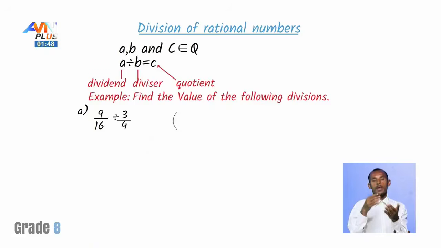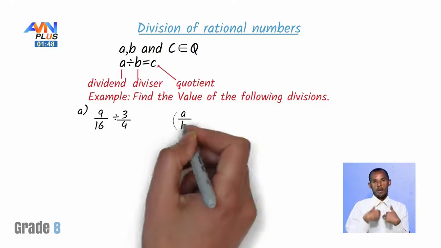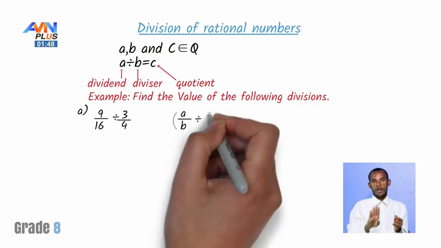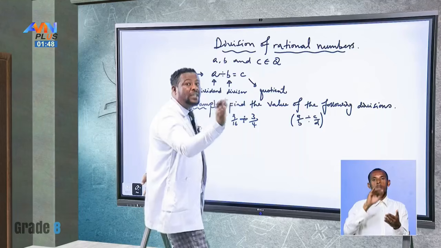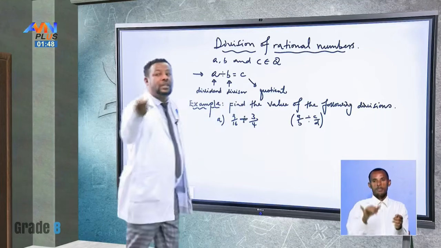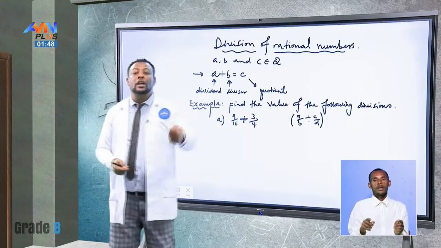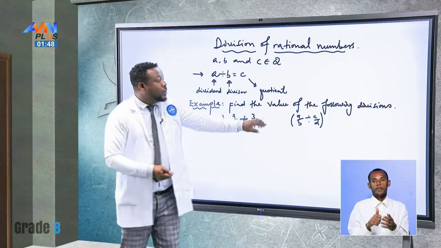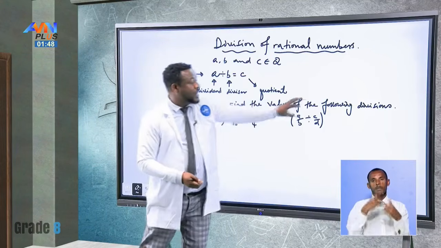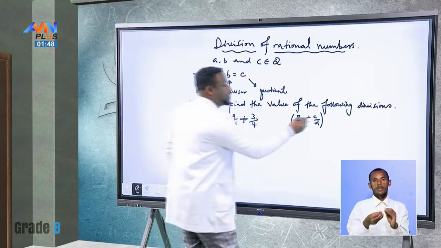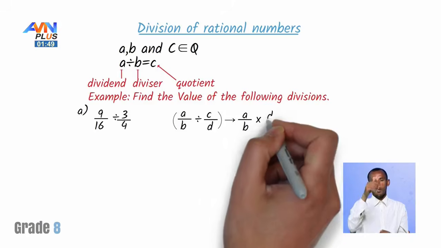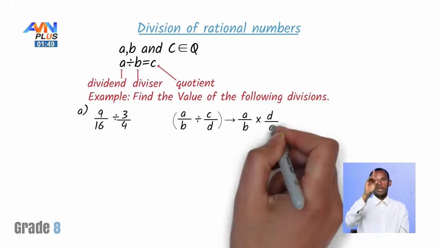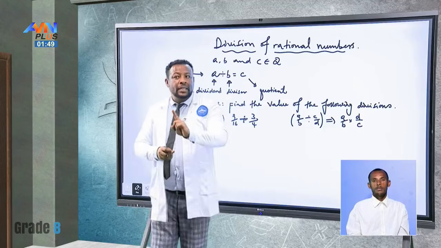Here is the principle. If we have any fractions A over B divided by C over D, where B and D are different from zero, and at the same time C should be different from zero, otherwise this operation will not be defined. Whenever you have divisions of this kind, A over B divided by C over D is the same as A over B times D over C. Don't forget this.